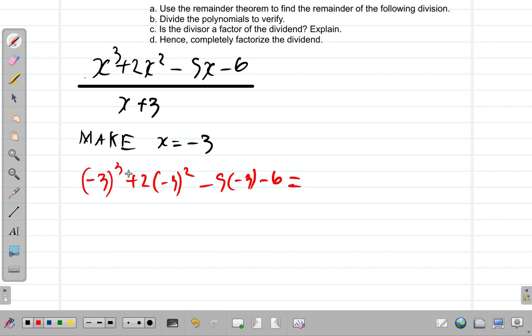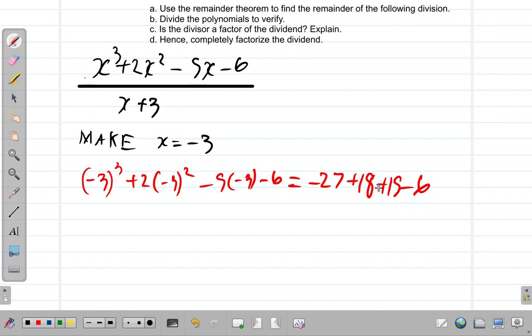Negative 3 cubed is negative 27. Then you have 2 times negative 3 squared. What's negative 3 squared? 3 3s is 9. It's going to be positive 9. 9 2s are 18. So it's going to be plus 18. Negative 5 by negative 3 gives you positive 15 minus 6. So what do you get for that now?